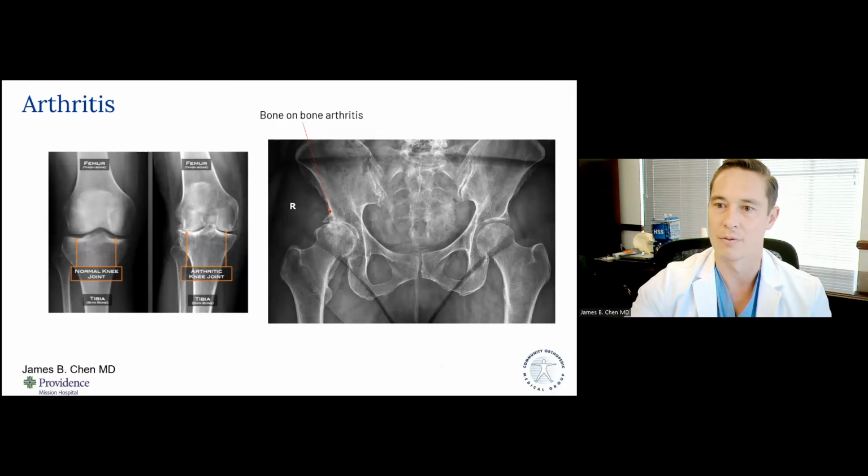The same goes for the hip, or this hip. This is technically the left hip, even though it's on the right side. That cushion is a good cushion. Whereas on the other side, again, you don't have that anymore. So you start to get bone on bone.